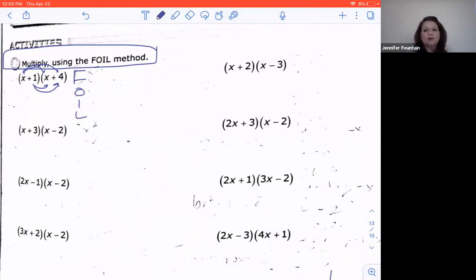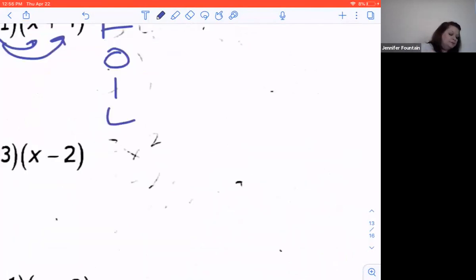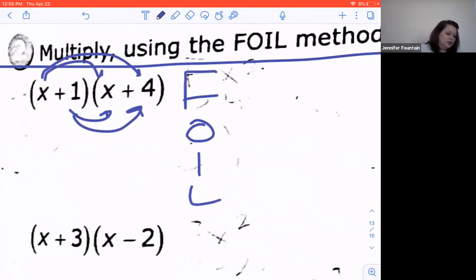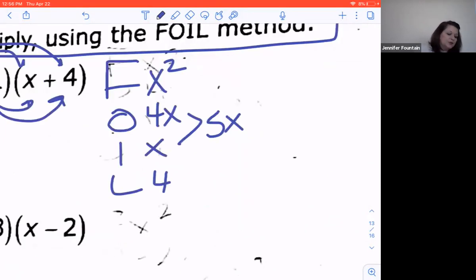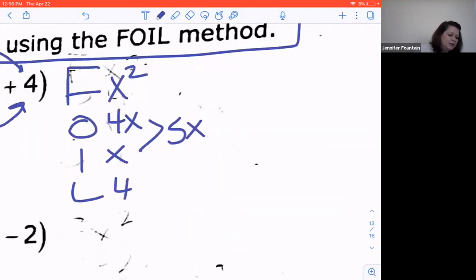Okay, so remember I said that the first thing you would do is set up your FOIL letters. And then when you multiply, F means first. Oh, my little stylus end is off. Hang on a second. See if this will work. So we know that's going to be x squared. So x times x is x squared. X times 4 is 4x. 1 times x is x. And 1 times 4 is 4. Our middle terms are the ones that we can combine. So 4x and x is 5x. So the first one is x squared plus 5x plus 4.